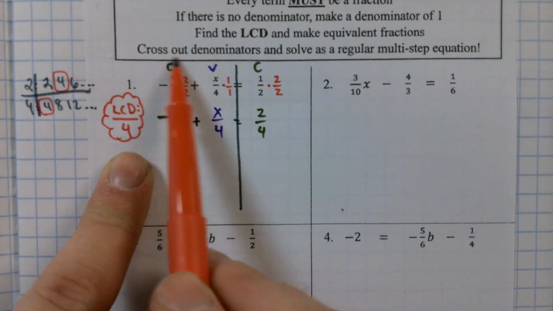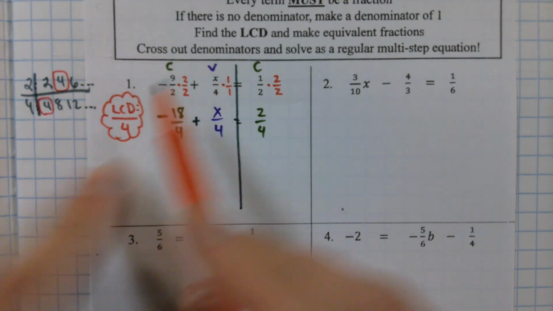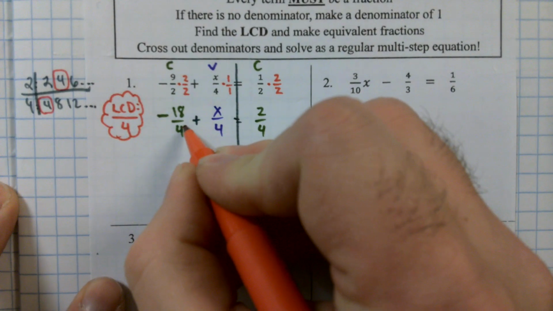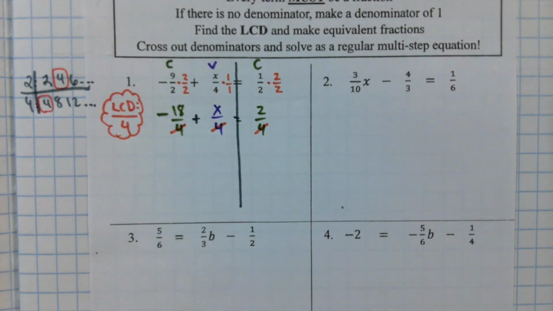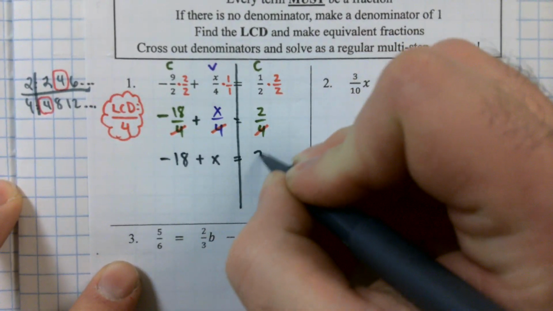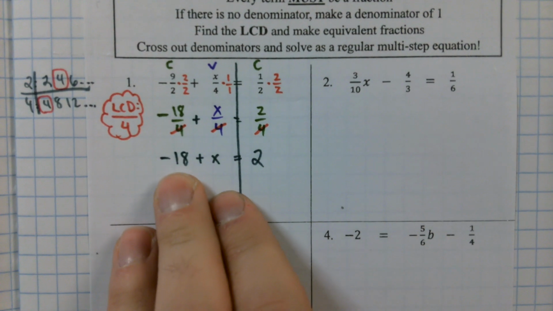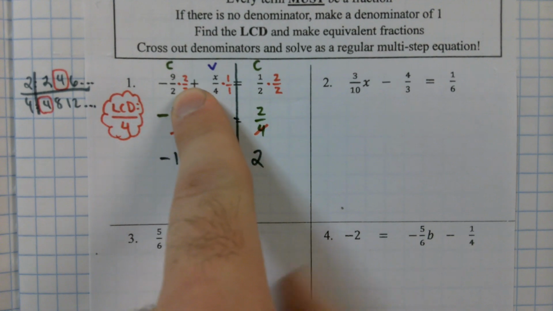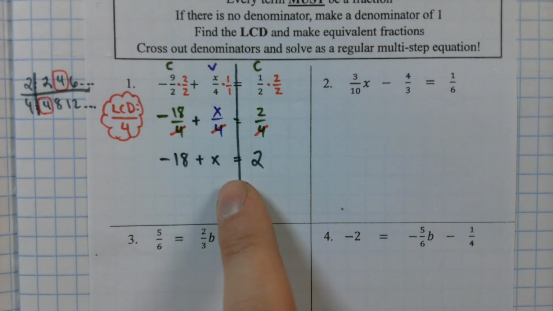Cross them out. We're going to get to that next, Alex. Absolutely. The 4s all go away. Bye bye 4. Okay? What do we have now? We have negative 18 plus x equals 2. Doesn't that look a lot easier to solve than what we started with? Yes, it does.